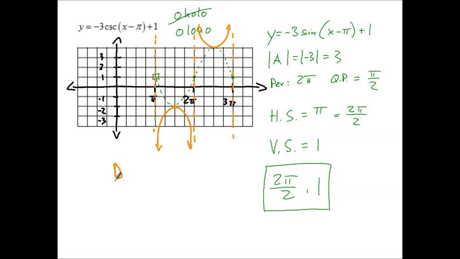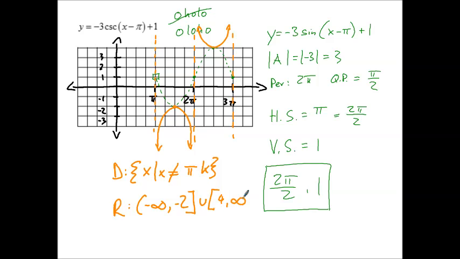Let's determine domain and range real quick. The domain is x such that x is not equal to pi, which is our first asymptote, and then it repeats every pi, so it's really just pi k. And the range starts at -infinity, goes to -2, and it continues at 4 and goes on to positive infinity.